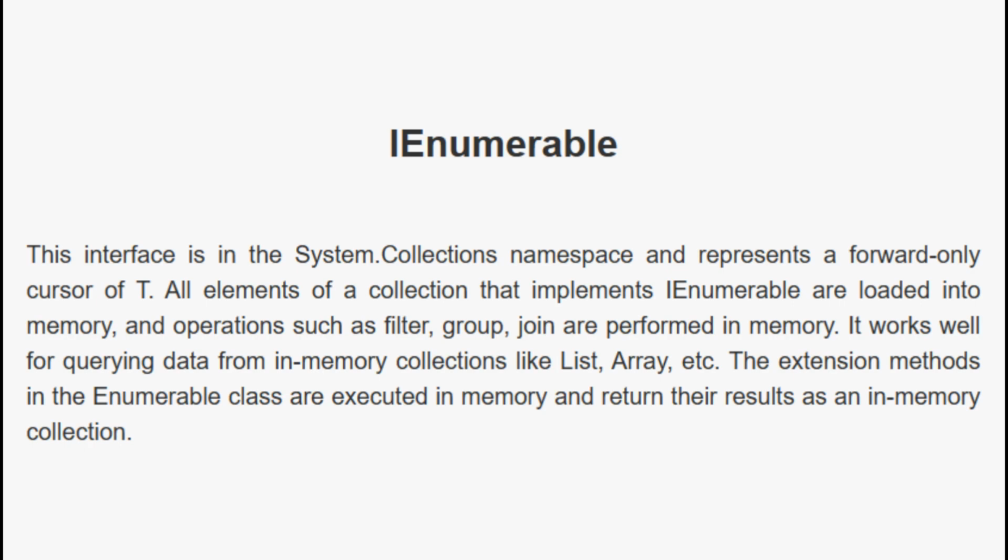IEnumerable represents a forward-only cursor. What does this mean exactly? This means that you can only iterate through the collection in one direction, forward, and you can't go back to previous items without starting the iteration again from the start.